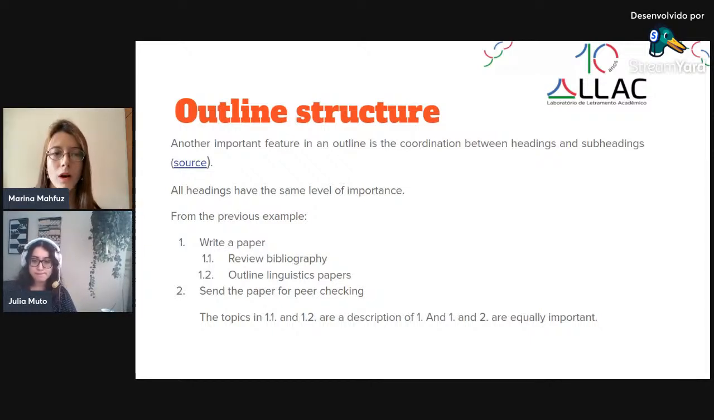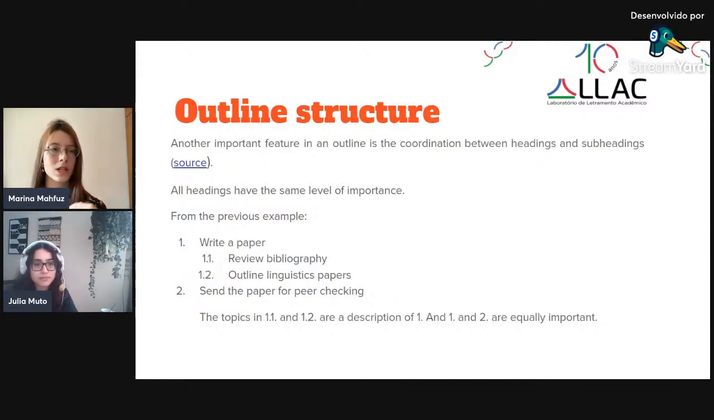So the topics in 1.1, review bibliography, and 1.2, outline linguistics papers, are a description of one. So what do I need to do to write a paper? First, I need to review bibliography, and second, I need to outline linguistics papers. But you can see that numbers 1 and 2, write a paper and send the paper for peer checking, are equally important. And 1.1 and 1.2 refer exclusively to write a paper, right? So reviewing bibliography and outlining linguistics papers, this is only about writing a paper. When I send the paper for peer checking, this is done.